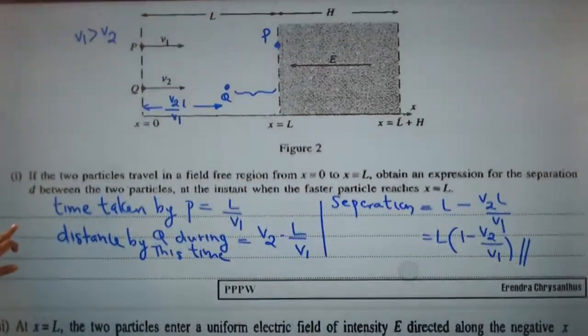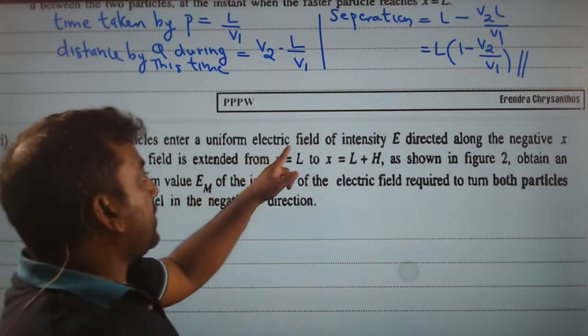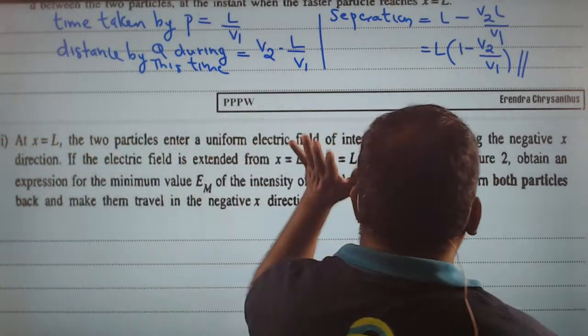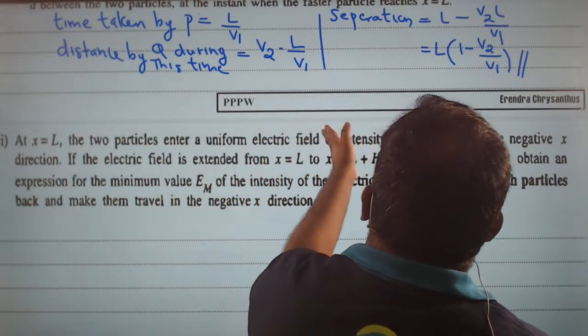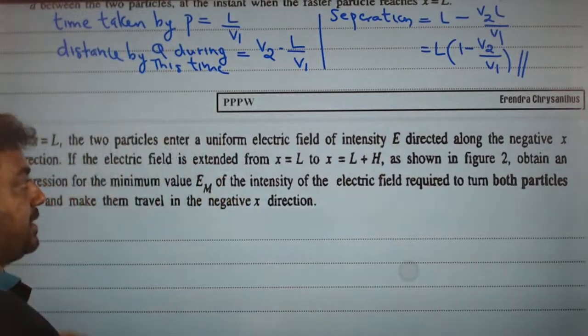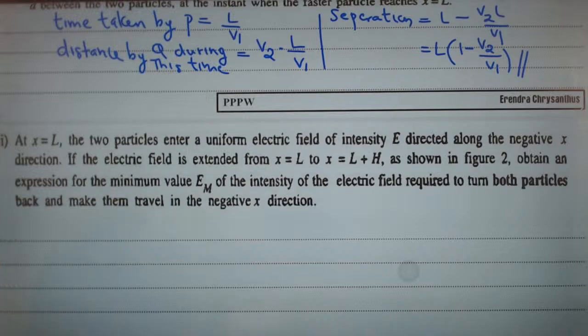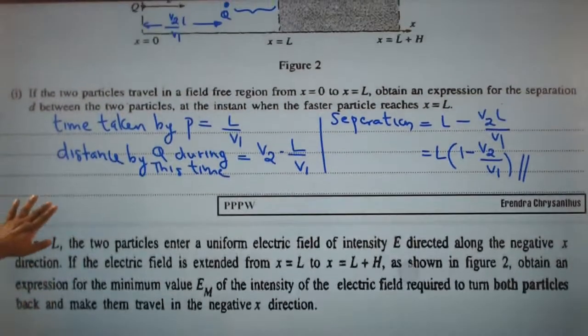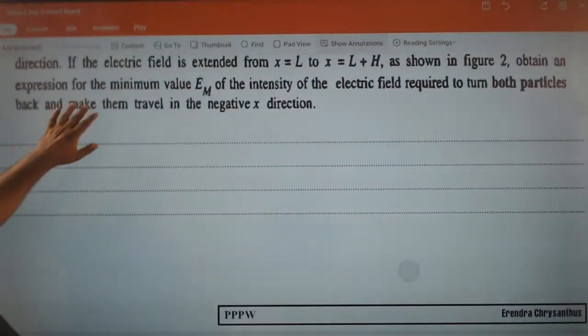At x equal to L, two particles enter the uniform electric field E directed along the negative direction. If the electric field is extended from L to L plus h, obtain an expression for the minimum intensity of the electric field required to turn both particles back and make them travel in the negative x direction. So what is your logic here? I'll do the question here itself.